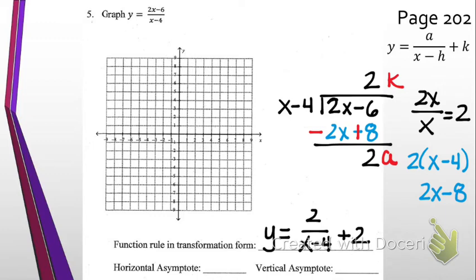I know a lot of you have already finished it. So you have a horizontal asymptote at y equals 2 and a vertical one at x equals 4. Make your parent table, graph that out.